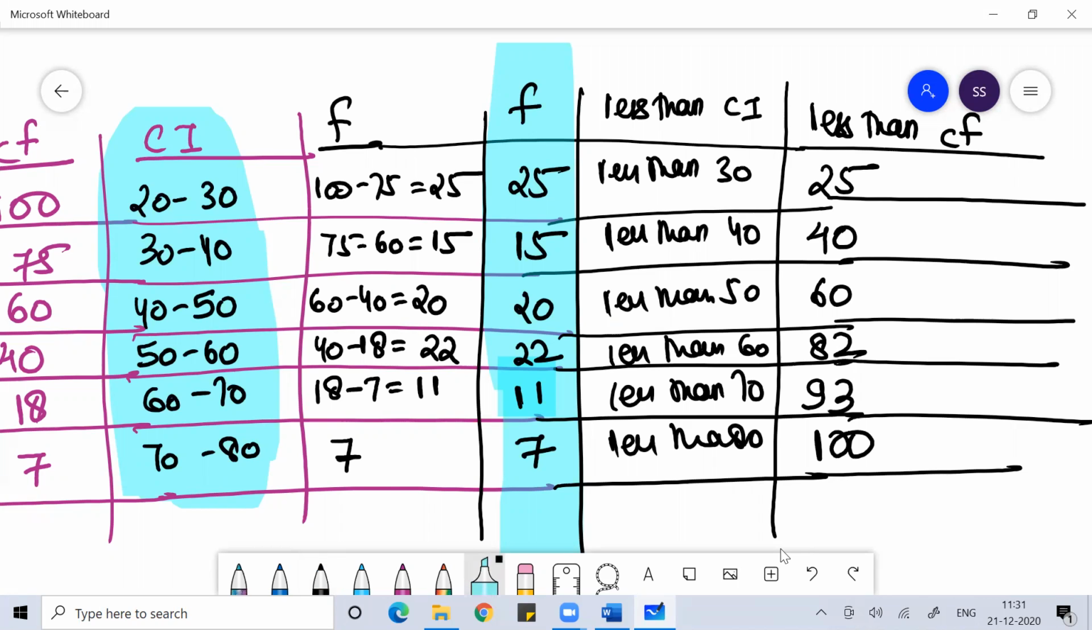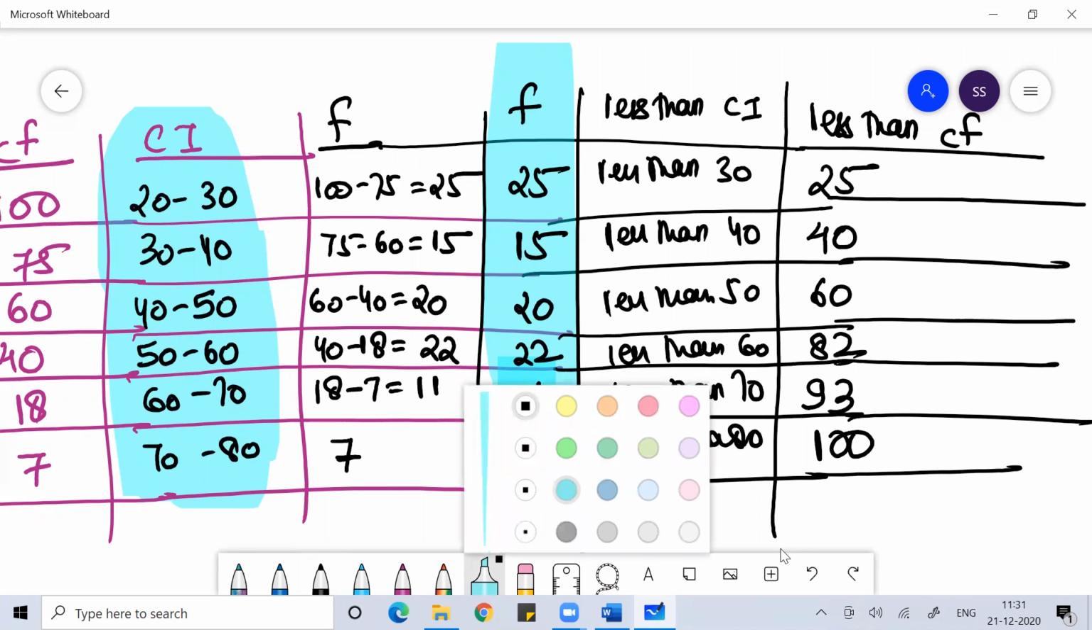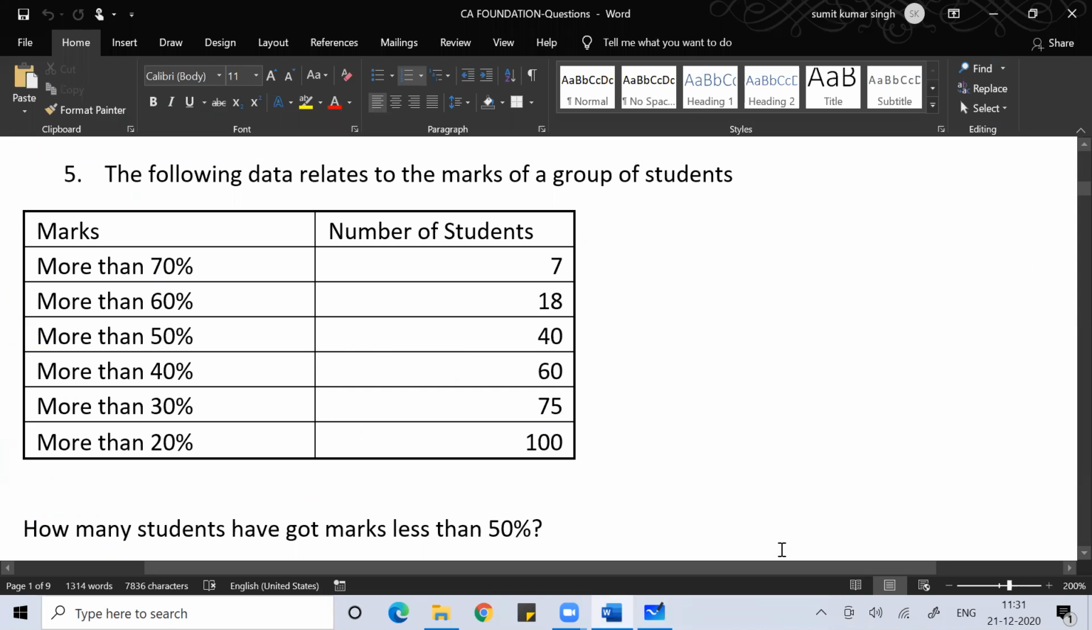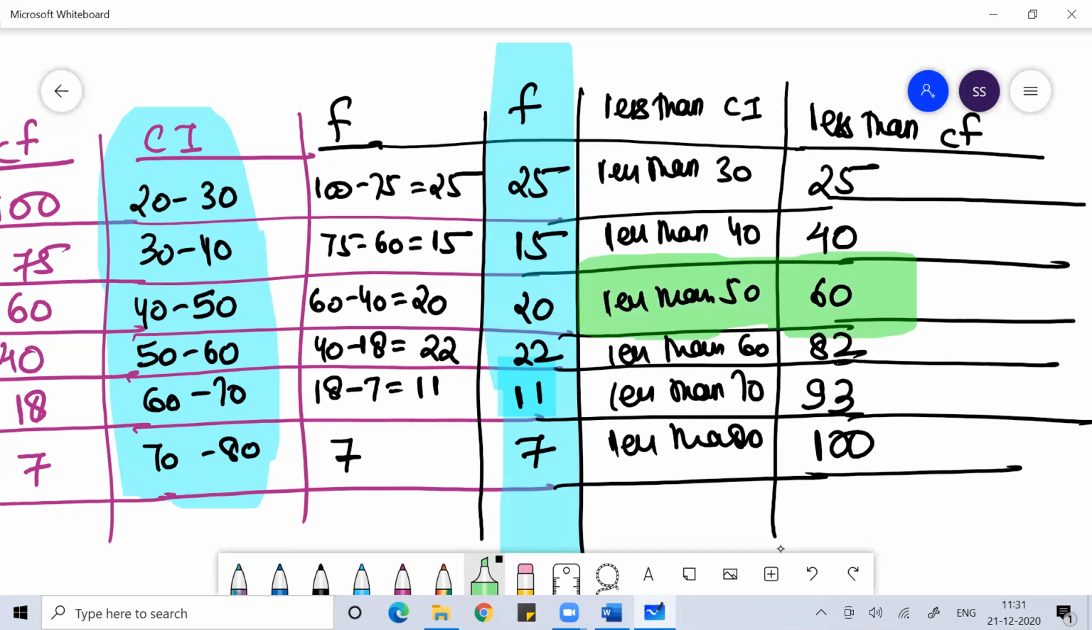The question was how many got less than 50%. The answer is 60. So the answer for this problem is 60.